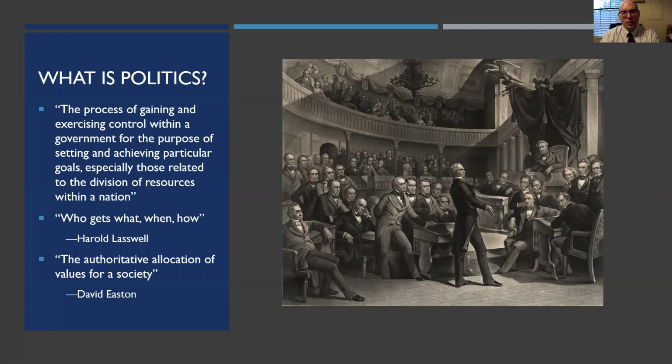Another definition: the authoritative allocation of values for a society. So they're a little bit more focused on values, principles, ideals, the way that that expresses itself through politics, okay? How much do we care about freedom? How much do we care about equality? What do those things look like? If we say that we care a lot about freedom or equality or justice, however we define that, how do we actually put that into practice? How do we actually realize that? Through government institutions, through government practices, through particular laws, through particular situations that we try to create, through the government, through the action of politics, okay?